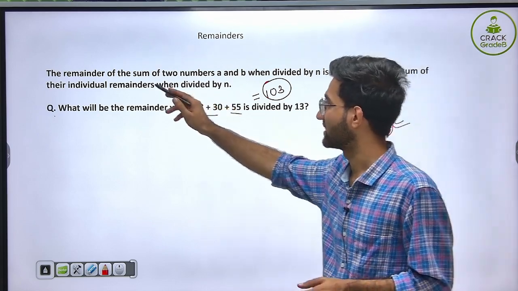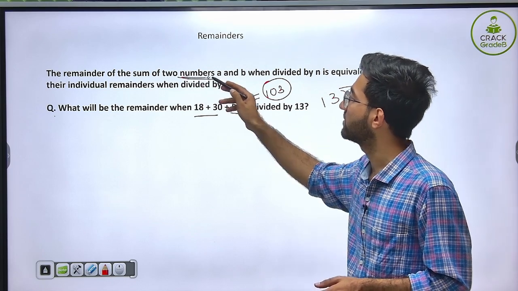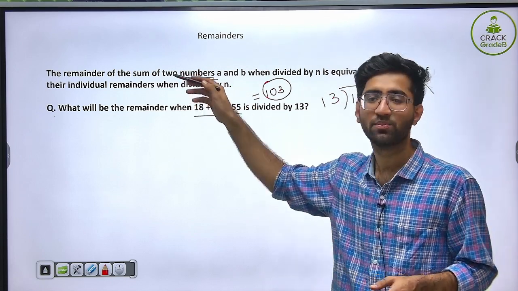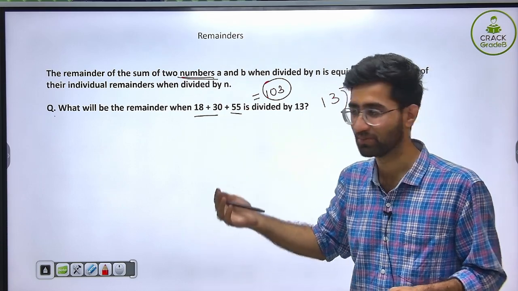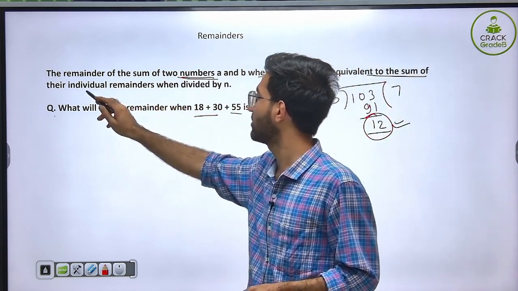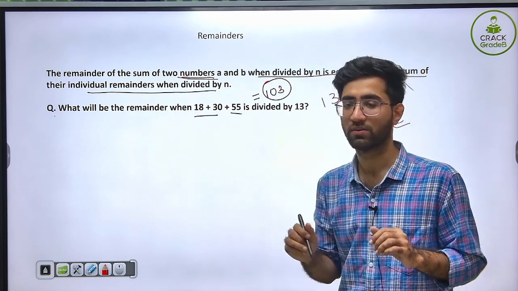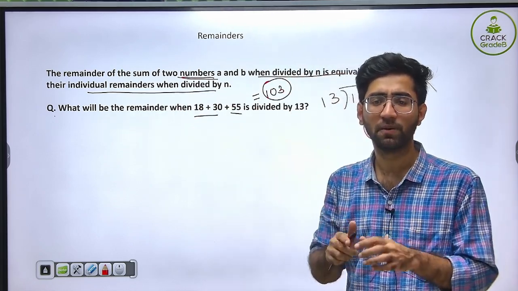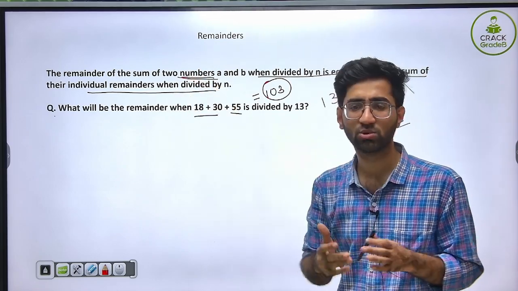Read the line. The remainder of the sum of two numbers a and b, here we have only written 2 numbers, but this statement is applicable even for more than 2 numbers, right? When divided by n, is equivalent to the sum of their individual remainders when divided by n. Now we will apply this statement to solve this question, right?